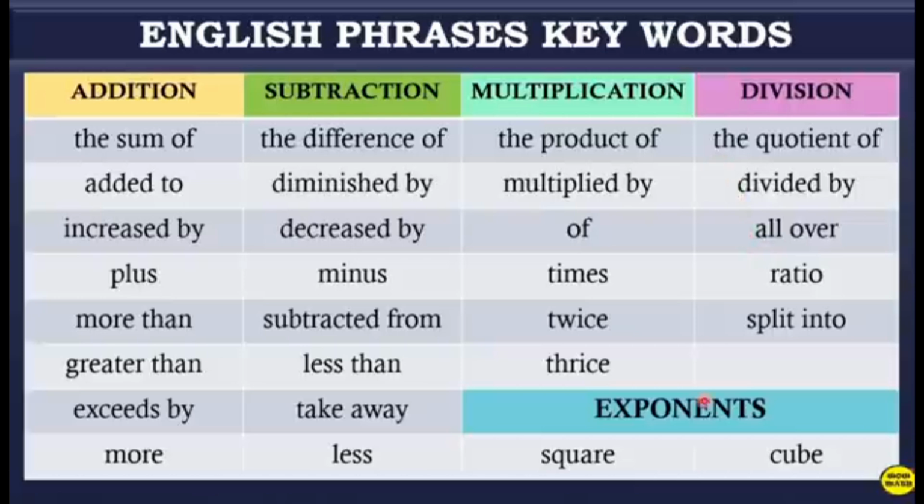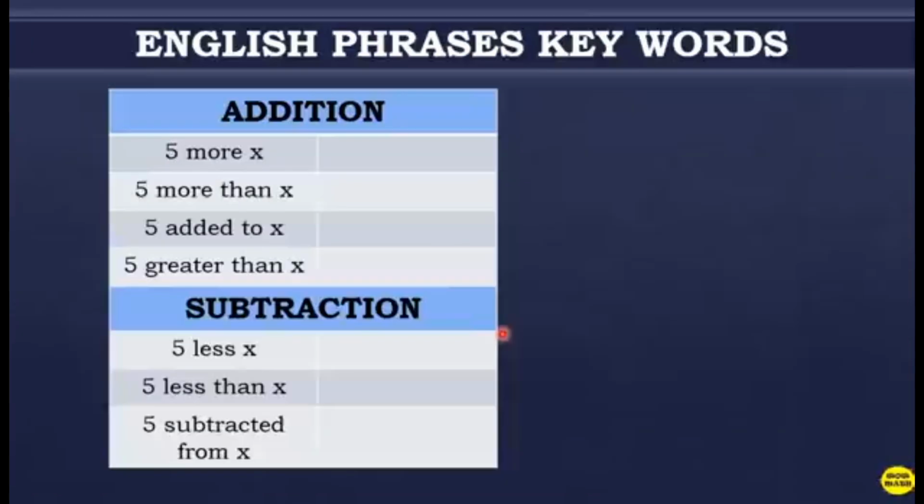And many more. Now the division, when we say division, we're going to use the keywords the quotient of, divided by, all over, ratio. And we can also use the words split into. We have also the exponent, so we can use the square or the cube. When we say the square, we're going to raise it to the power of 2. And when we say cube, we're going to raise it to the exponent of 3.